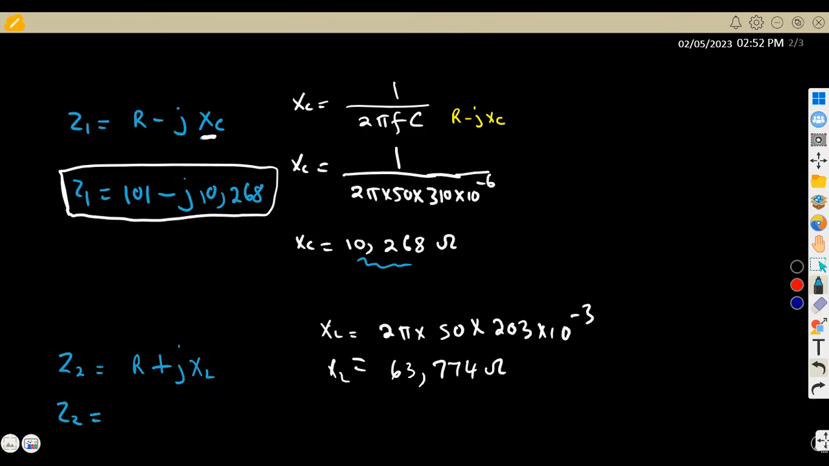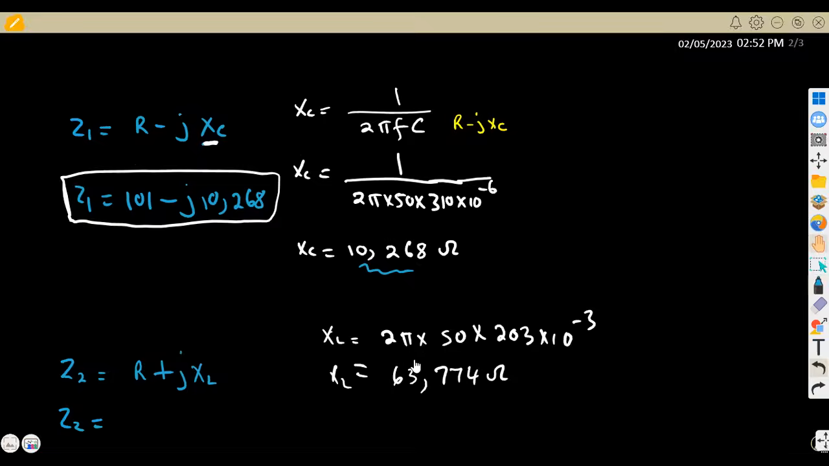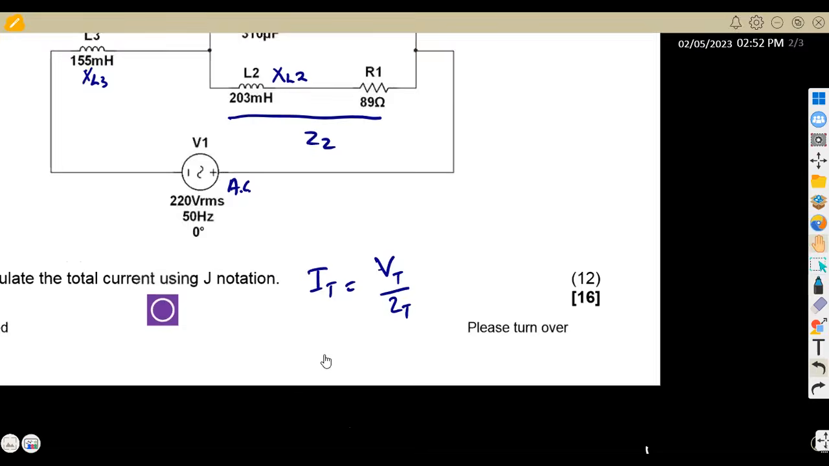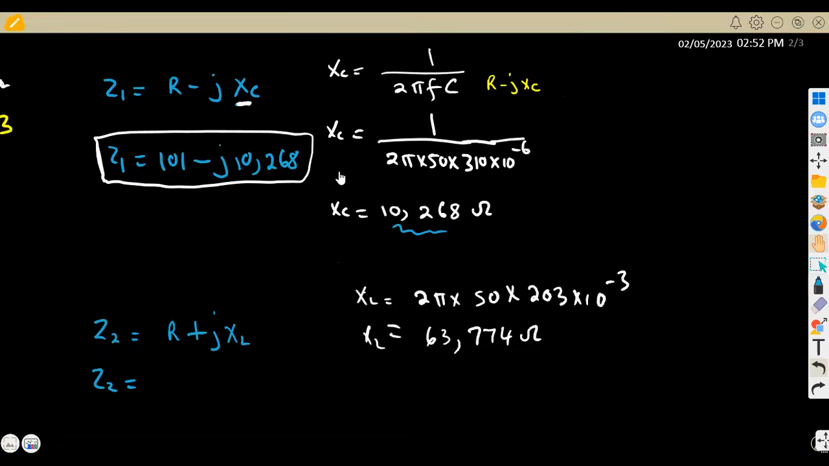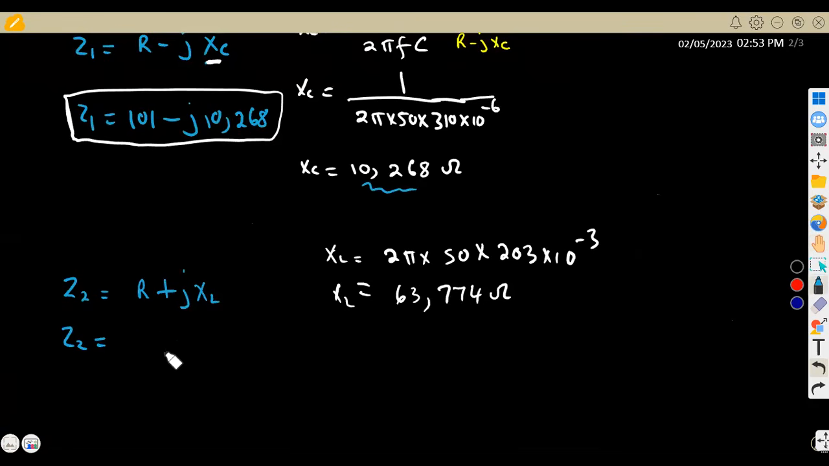We've got the resistance here. According to the circuit, our resistance was 89 ohms, if I'm not mistaken. Yes, that's 89. So we are going to have 89 plus jXL, which is 63,774 ohms. So this is the total impedance in ohms. But like I said, for this combination, we are going to combine these two because they are in parallel.